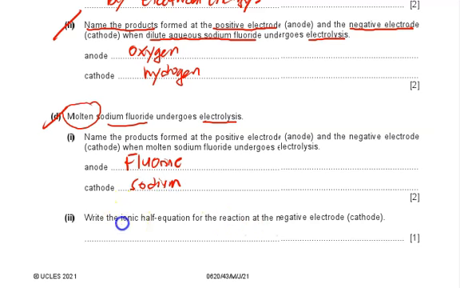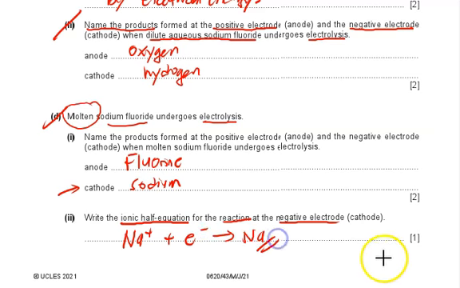Okay, now write the ionic half equation for the reaction at the negative electrode, the cathode. So they are referring to this sodium. It will be accepting one electron to form sodium metal. Okay, so this is how you answer the question. Now let us move to the next point.